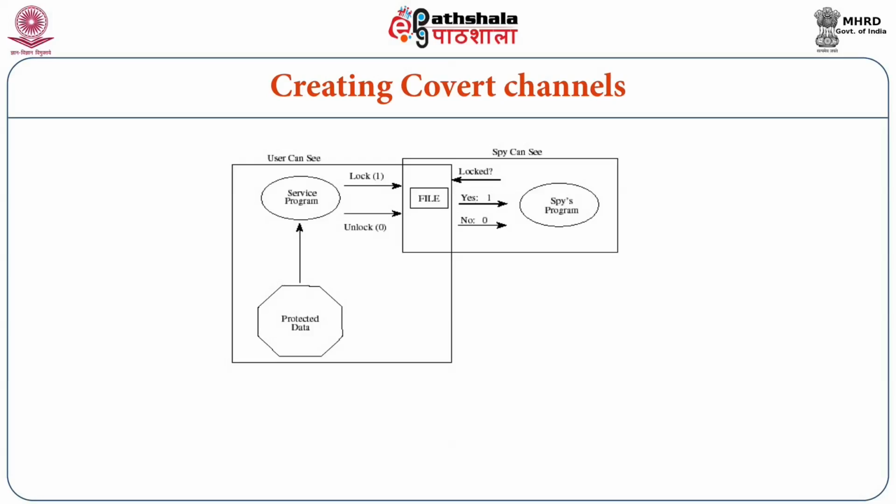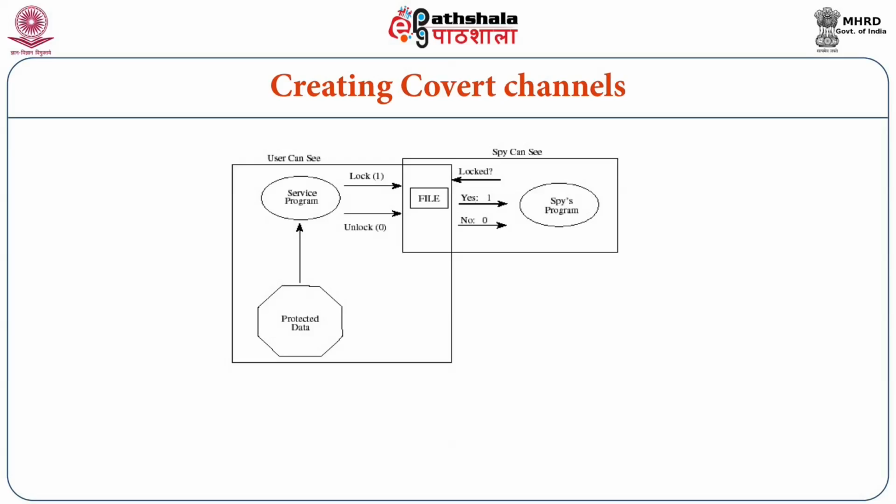So you can see the figure. If the service program asks for a file and if it is locked, it would say yes to the spy program, and if it is not locked, it would say no to the spy's program. So in this way, to signal a 1, the service program locks the file. For the interval, for 0, it does not lock. With the disk storage, the service program signals a 1 by creating an enormous file so large that it consumes most of the available disk space.